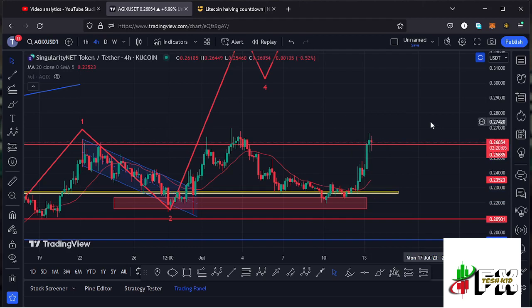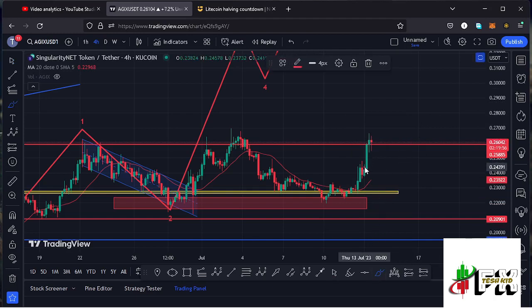And at the time of this recording, we are trying to get a close above a key area of resistance here on the chart at around the $0.2604, that is at around the $0.25885 mark. And the moment we see a close here on the 4-hour chart above that key area of resistance, then we can continue expecting higher prices here on the AGIX chart.